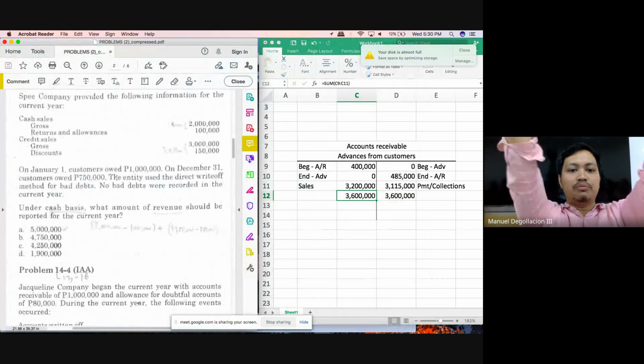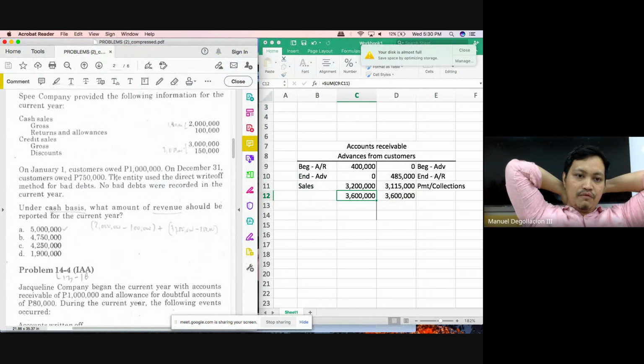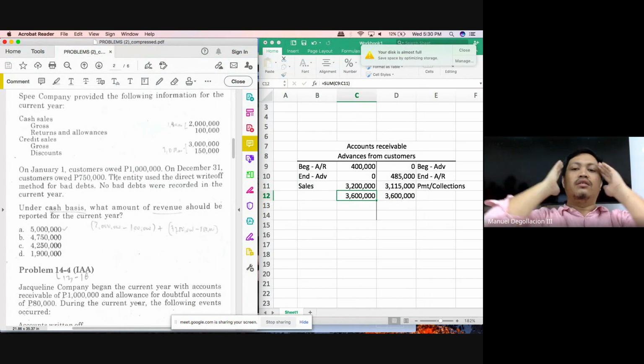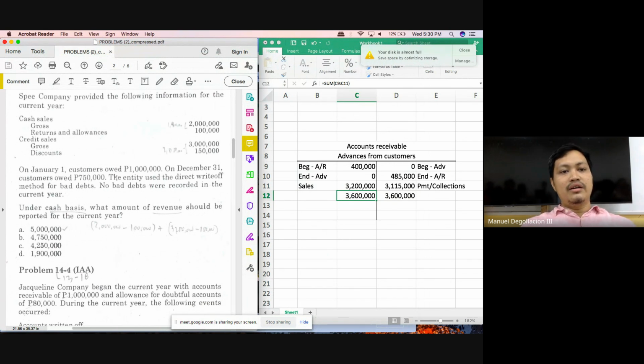What's the question here? Under cash basis, what amount of revenue should be reported for the current year? Okay. So the 2 million here, class, and the 3 million will give you the cash sales net of the returns and allowances, which would be 1,900,000. And then the credit sales net of the discount would be 2,850,000. If you add those two, those would be your sales under accrual, class.